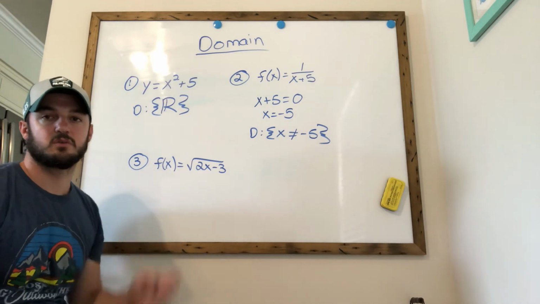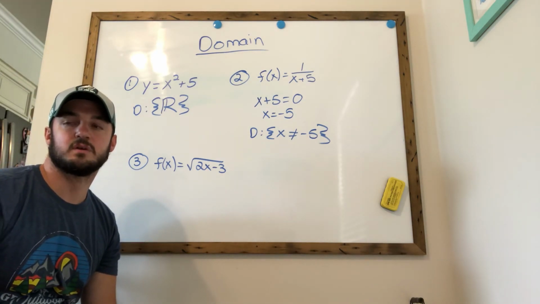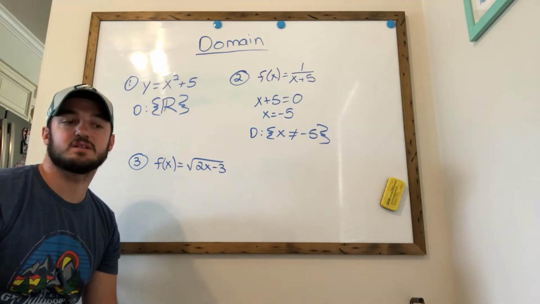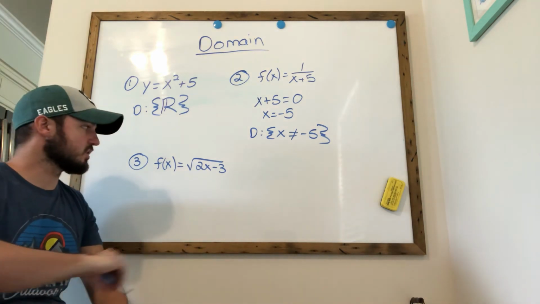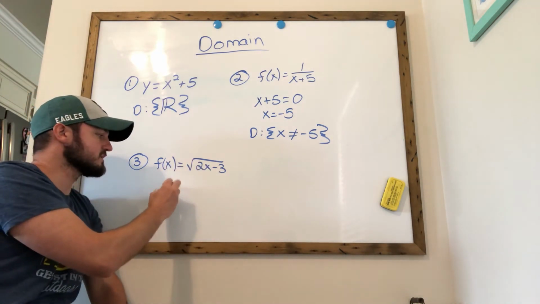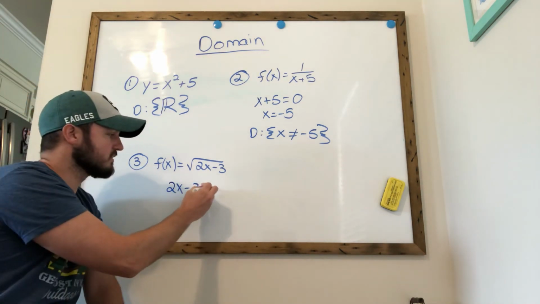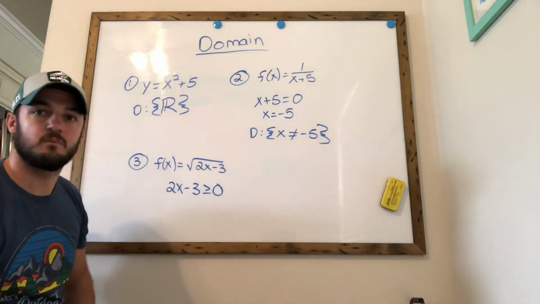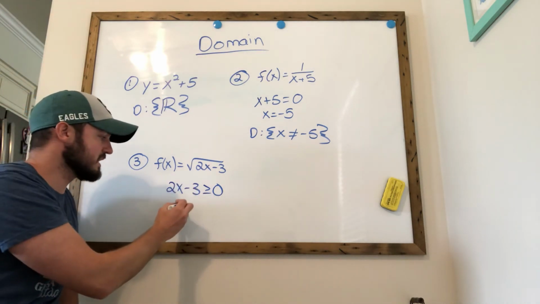Okay, square roots. Think about what happens with the square root. What can't you do with a radical, right? You can't take the square root of a negative number. So that means we have to make sure whatever's underneath our square root, which in this case is 2x minus 3, has to be greater than or equal to 0. So same idea, take that and solve it.